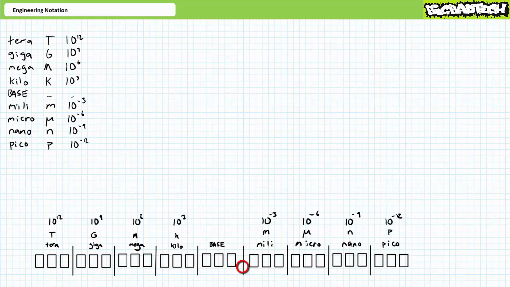Starting at the base unit, the decimal place is here. The next smaller prefix to the right is milli. The next smaller prefix to the right is micro. The next smaller prefix to the right is nano. The next smaller prefix to the right is pico.